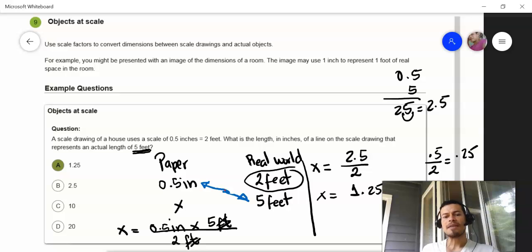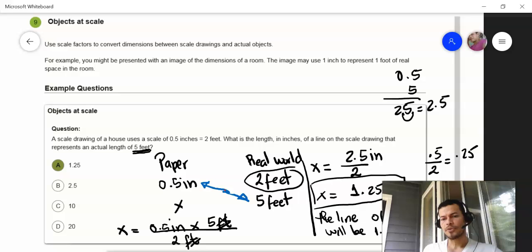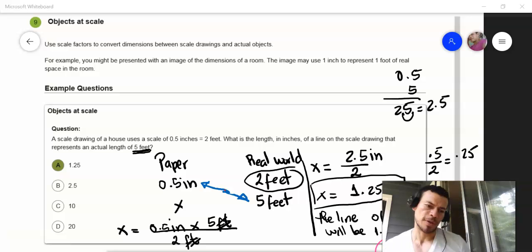Okay, and because feet cancel each other out, you have here at the top inches, and your answer is in inches. So this is the answer here, option A, 1.25. So you can say the line of 5 feet in the real world will be 1.25 inches on paper. And then you solved your problem already, okay?